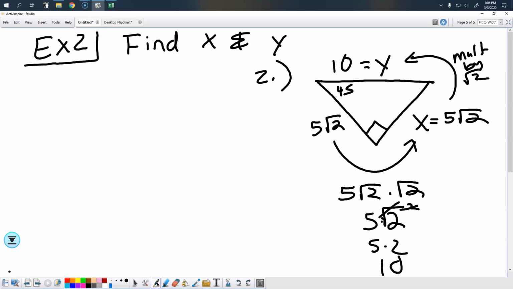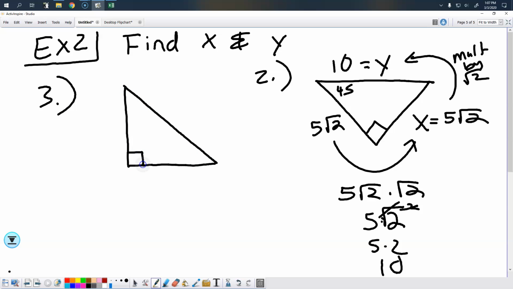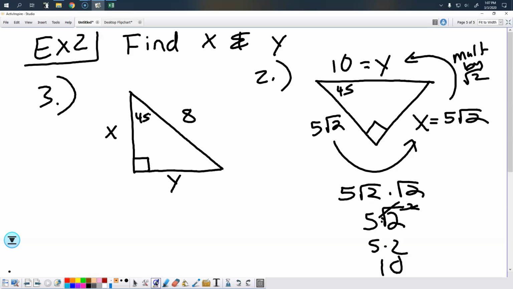All right, let's do another one. Number 3. Ready? Yes, you are. Rami, why are you a genius? Why are you a genius? Write it down.